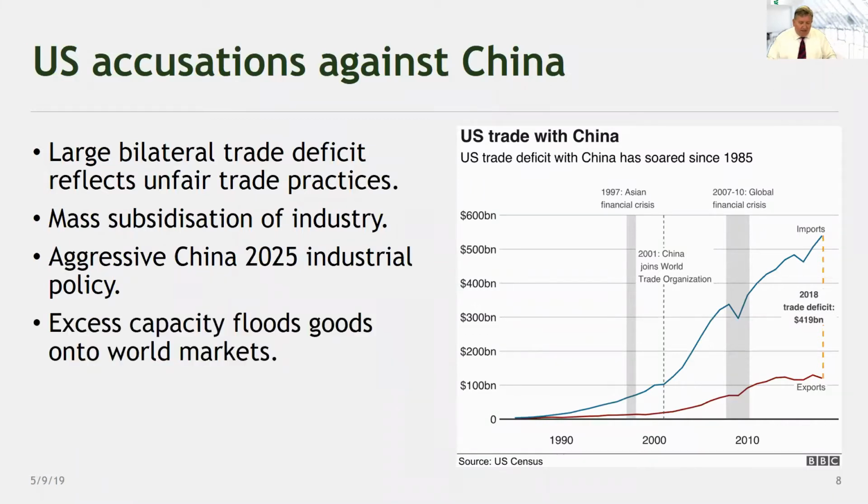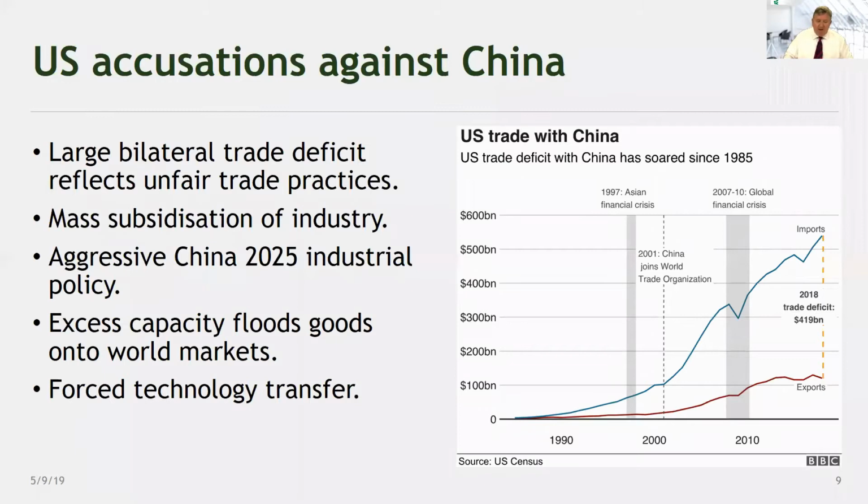Coupled with that is the belief that all of this subsidized Chinese industry is flooding world markets with products, and these world markets are being saturated with excess capacity, and this is hurting competitors in other countries. And this accusation has been made particularly with reference to the steel industry.